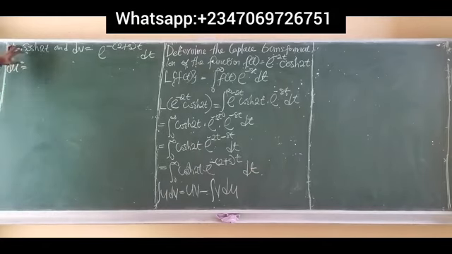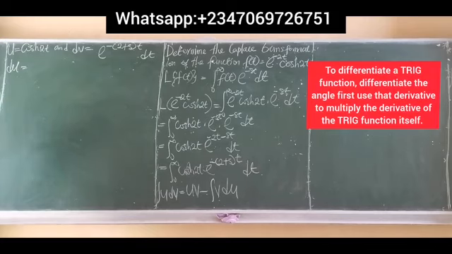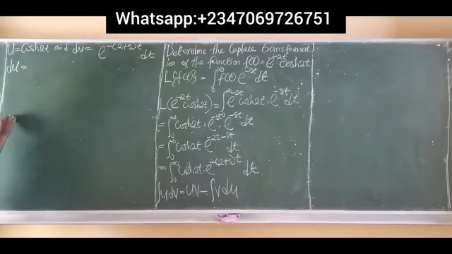And u is given as cosh 2t, and I've always said to differentiate a trigonometric function, the first thing to do is to differentiate the angle in front of the trig function, and use this derivative to multiply the derivative of the trig function itself. The angle in front of this trig function now is 2t. If I differentiate 2t, I'm simply going to have what? 2. You keep this aside.